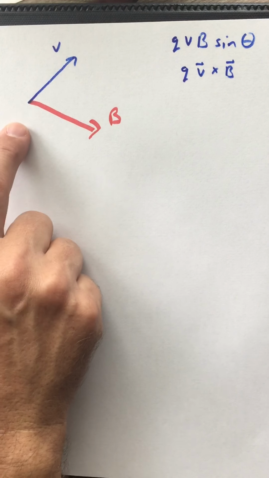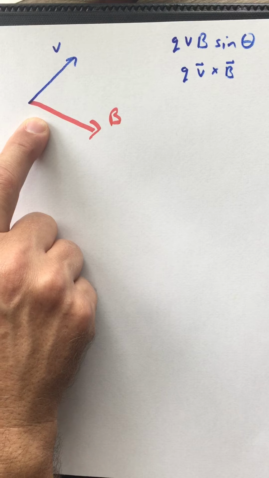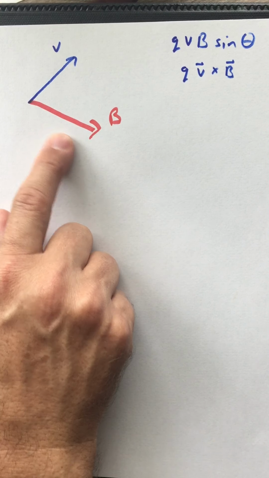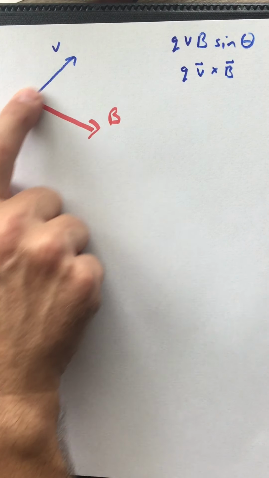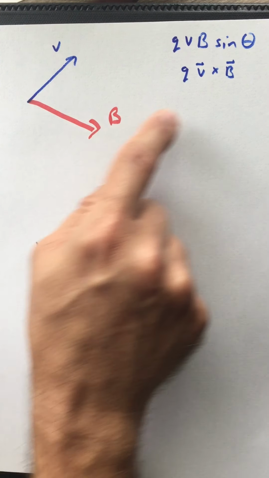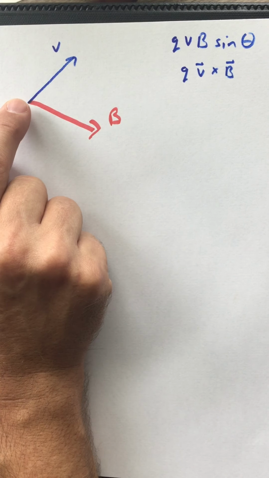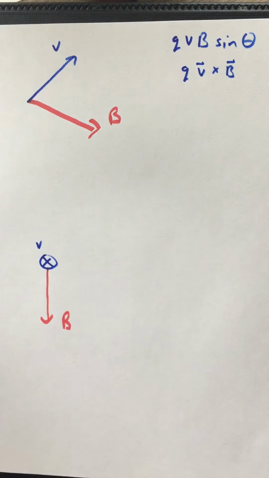So if you have the velocity vector and the magnetic field vector in the same plane, in this case, the plane of the paper, right? The velocity vector is in the plane of the paper, the magnetic field vector is in the plane of the paper. Then the only option for mutual perpendicularity is for the force vector to come out of the page or to go into the page.